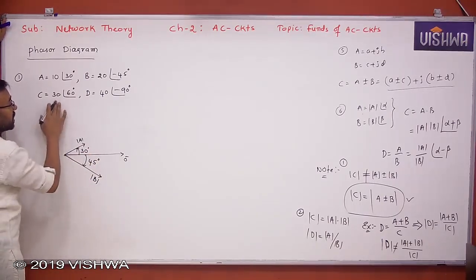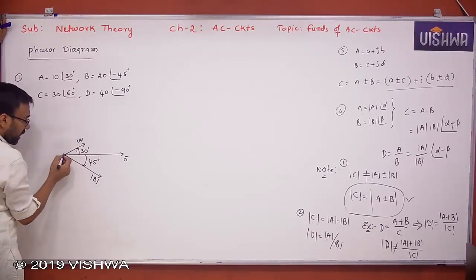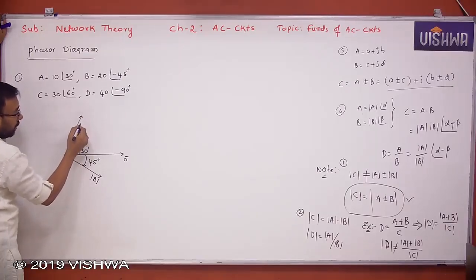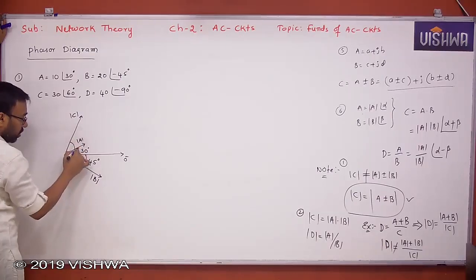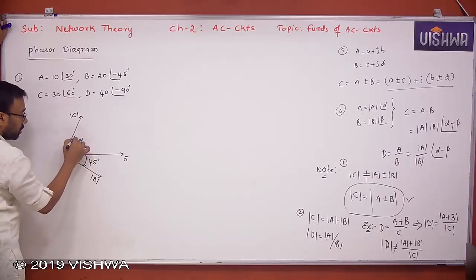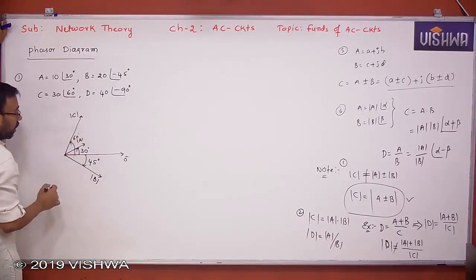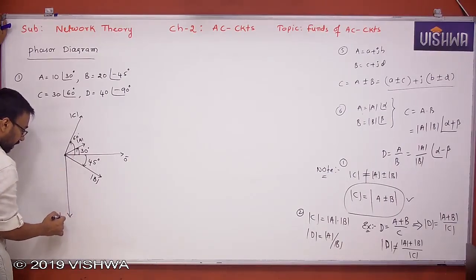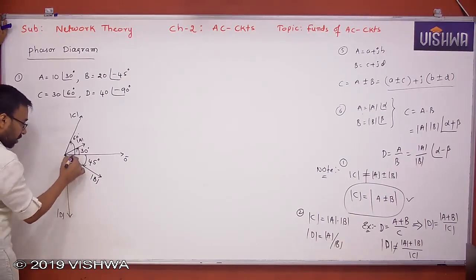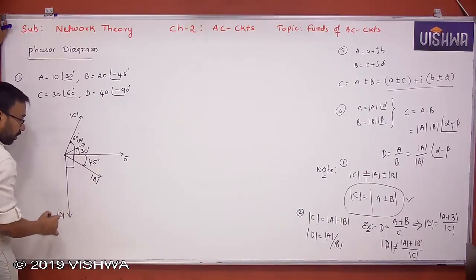Now C is equal to 30 at an angle of 60. You take 60 degrees, again a positive angle. So 30 and 45 and 60 are somewhere like this. So this is C, with the magnitude at the tip of the phasor, and this is going to be 60 degrees. Okay. Now D is minus 90 degrees. So what will happen here? This is going to be 90 degrees. The magnitude of D you can take.